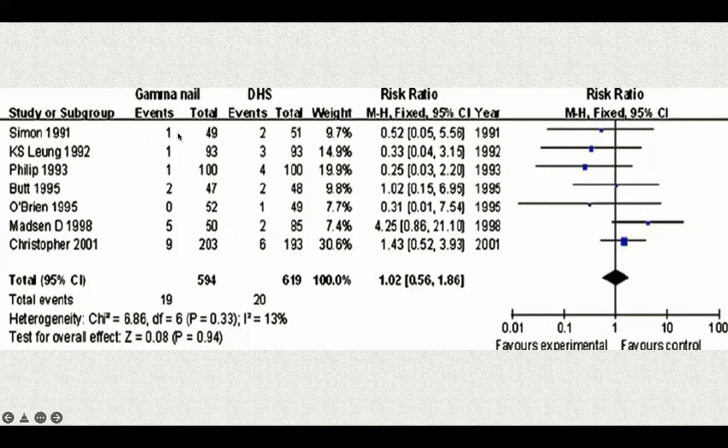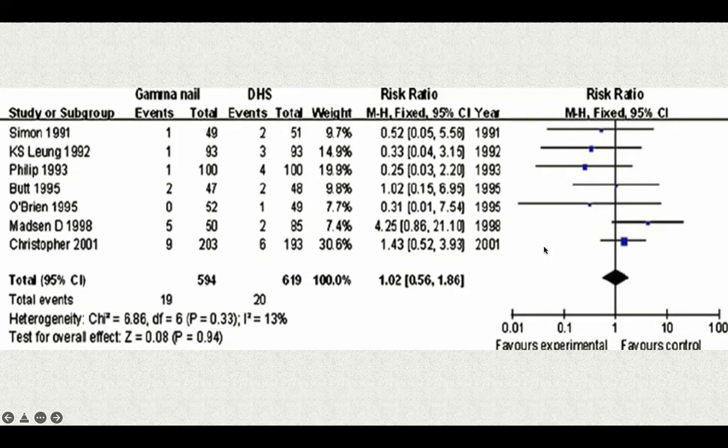So let's take the first study. As I told you, the weight of the study reflects the number of samples we have in the study. As you can see, the weight of the first study is 9.7. The square is very small as compared to this. What is the weight of this study? 19.9, significantly greater than this 9.7. And this square is smaller than this one.